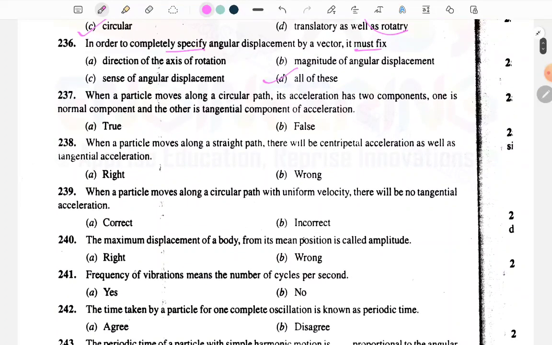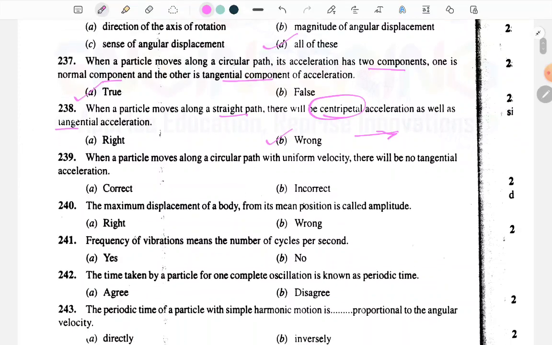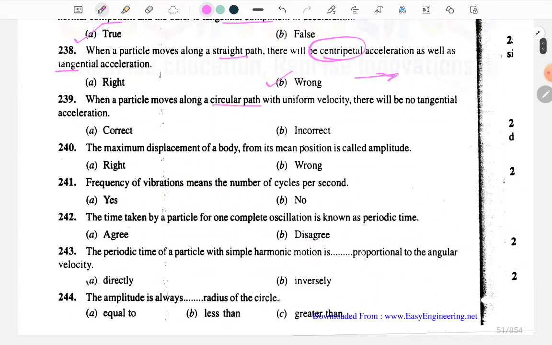When a particle moves along a circular path, its acceleration has two components: one is the normal component, the other is the tangential component of acceleration. That's correct. When a particle moves along a straight line, there will be centripetal acceleration as well as tangential acceleration. It will not be there. 238 is B, that is wrong, because when it moves in a straight line there is no centripetal acceleration, only tangential acceleration will be there. When the particle moves along a circular path with uniform velocity, there will be no tangential acceleration. So 239 is A, correct.